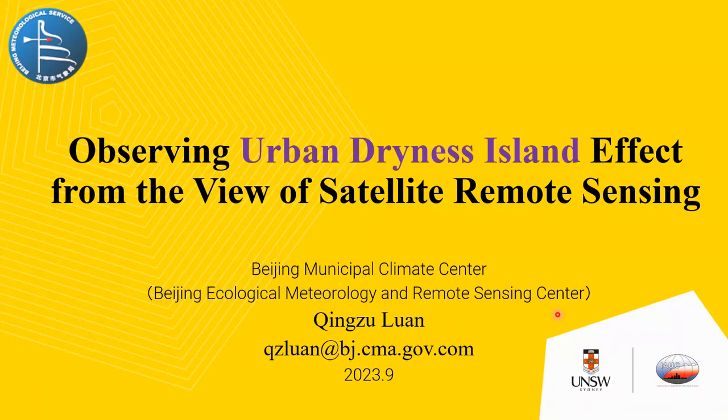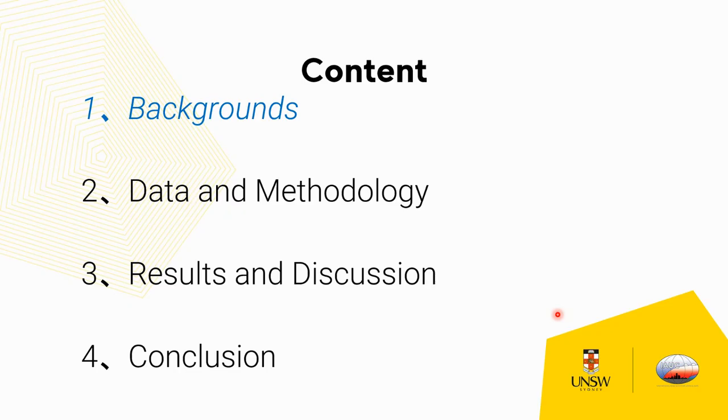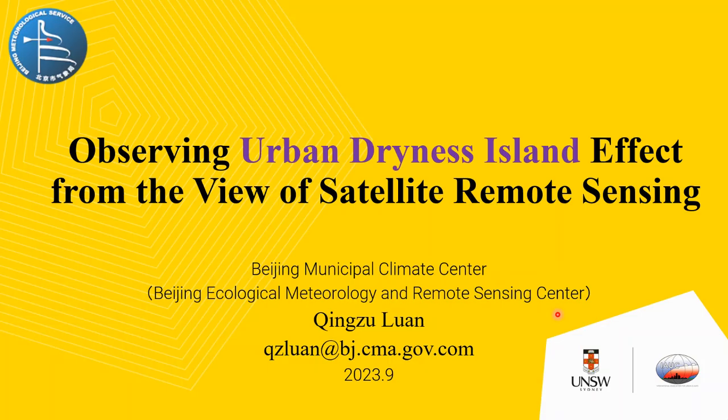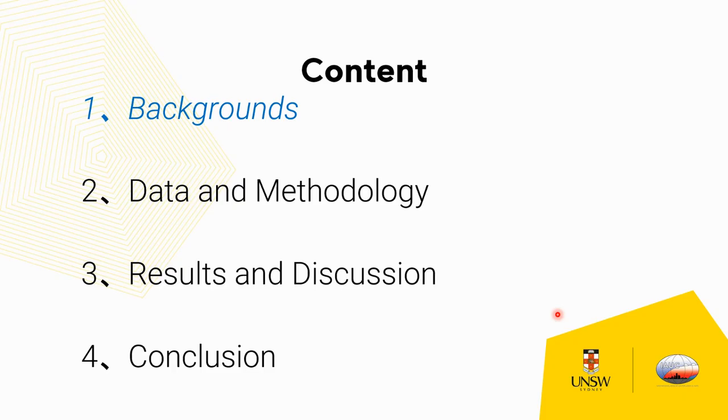The topic I'd like to talk about is the urban dryness island effect from the view of satellite remote sensing. I'm from the Beijing Municipal Climate Center, also called the Beijing Ecology, Meteorology and Remote Sensing Center. The report contains four basic parts.